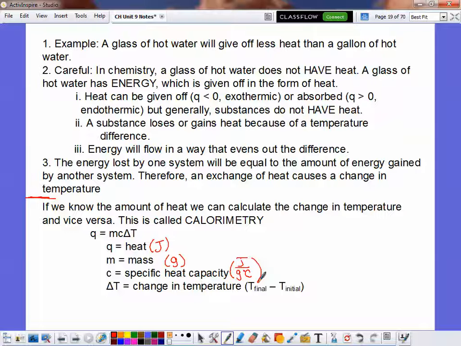Okay, so every substance has a different specific heat capacity, and it basically tells us how much that substance will retain the heat or how resistant it is to changes in temperature.